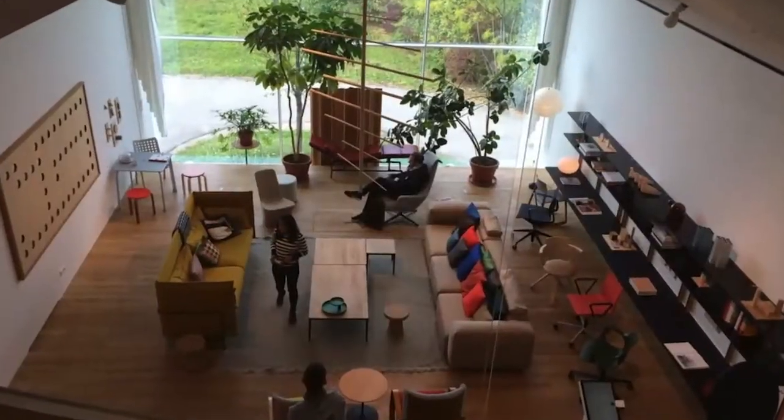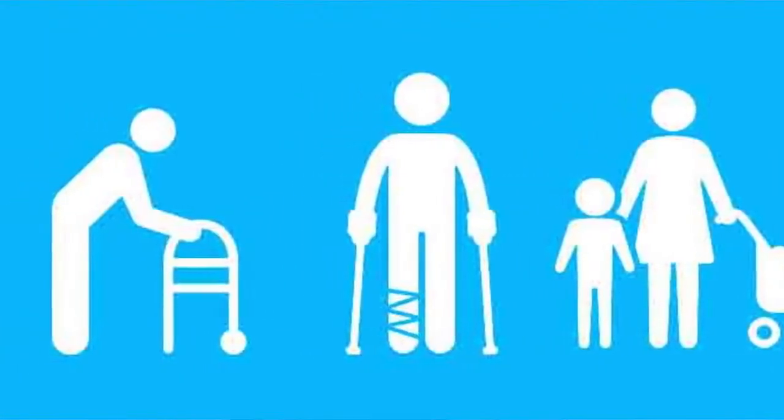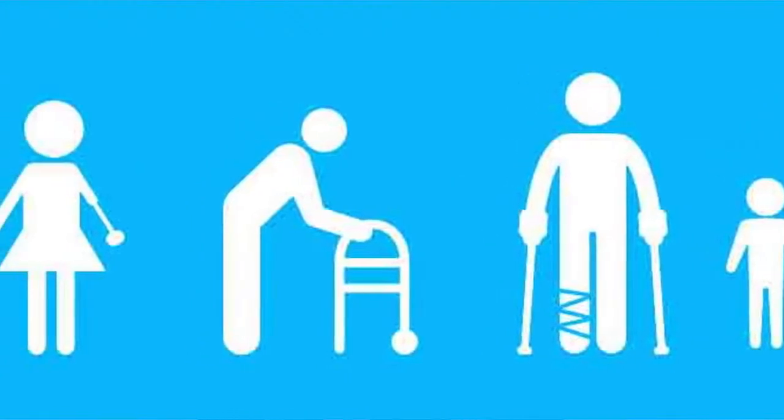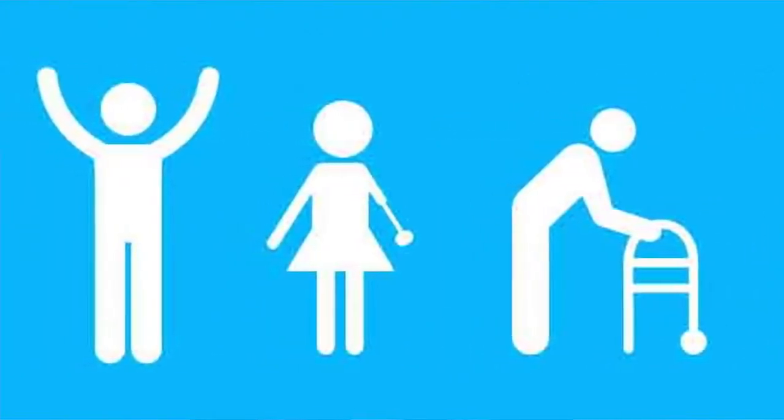So when you're thinking about the interior of your building, you have to really think about who is going to be using this space. Who is the building actually for? If it's a public building, there's going to be lots of different people using this space, from older adults to young children to people with disabilities. So we need to make sure that this space is inclusive and accessible for all.